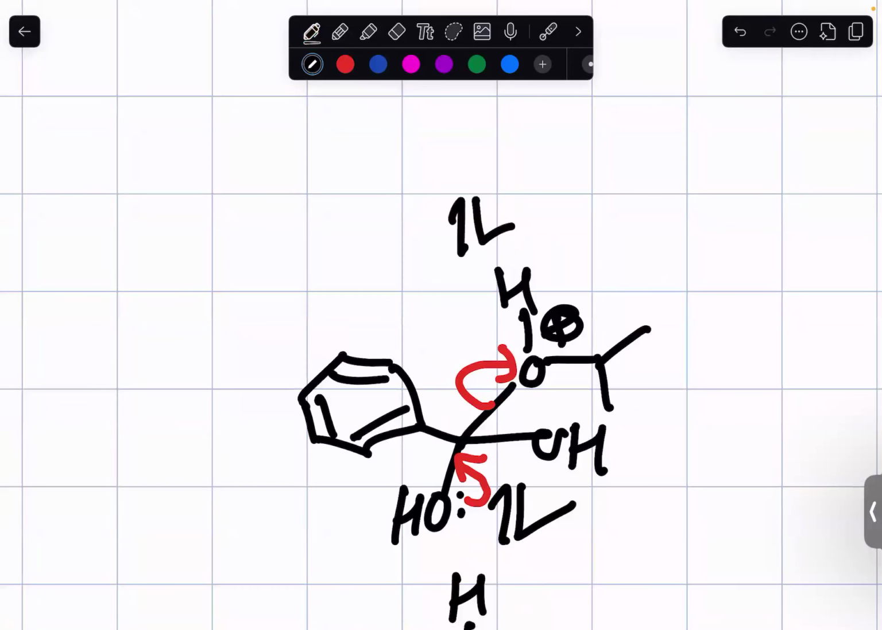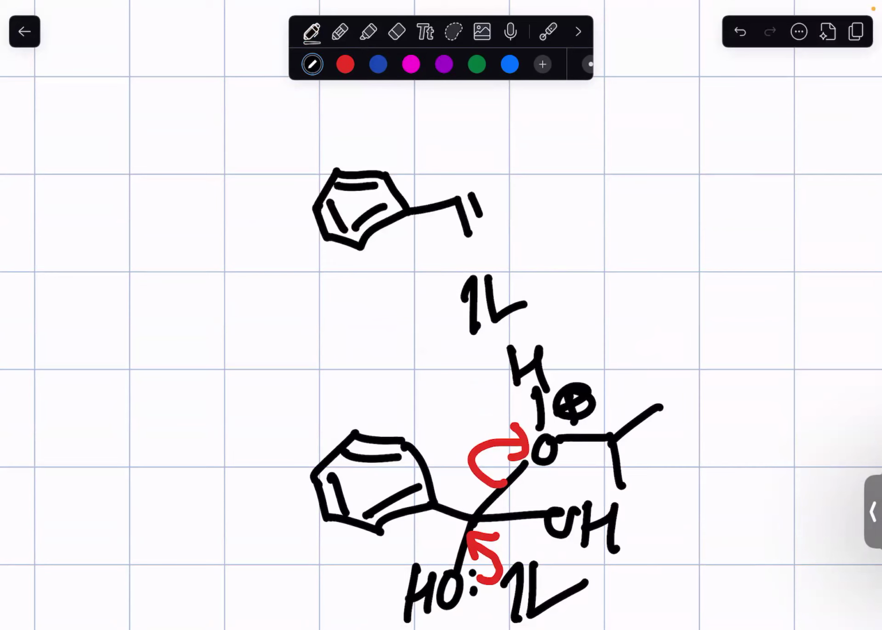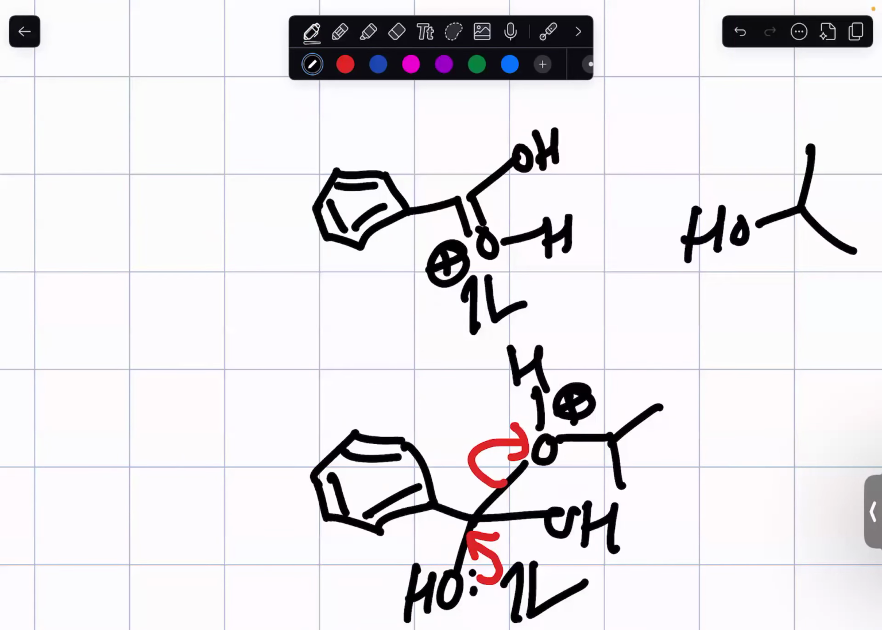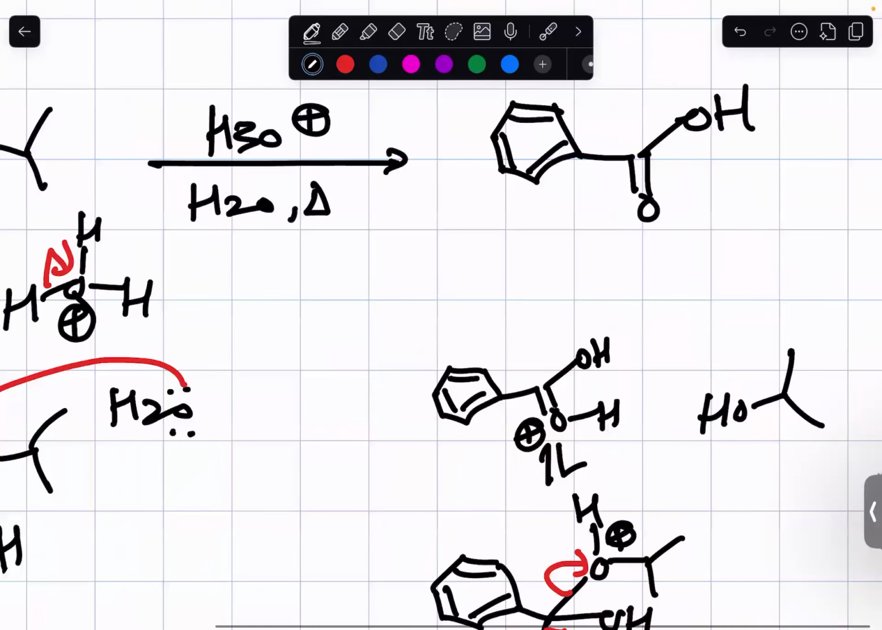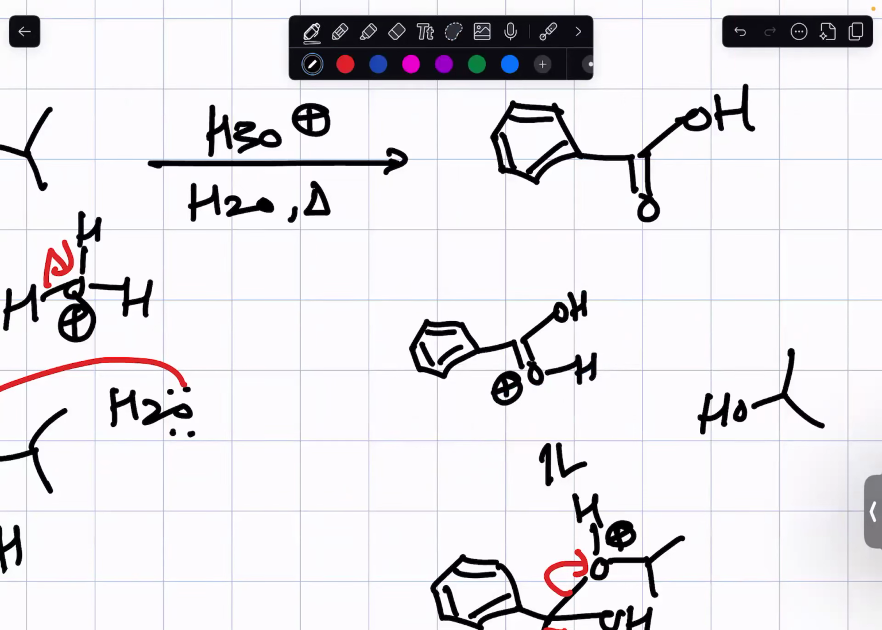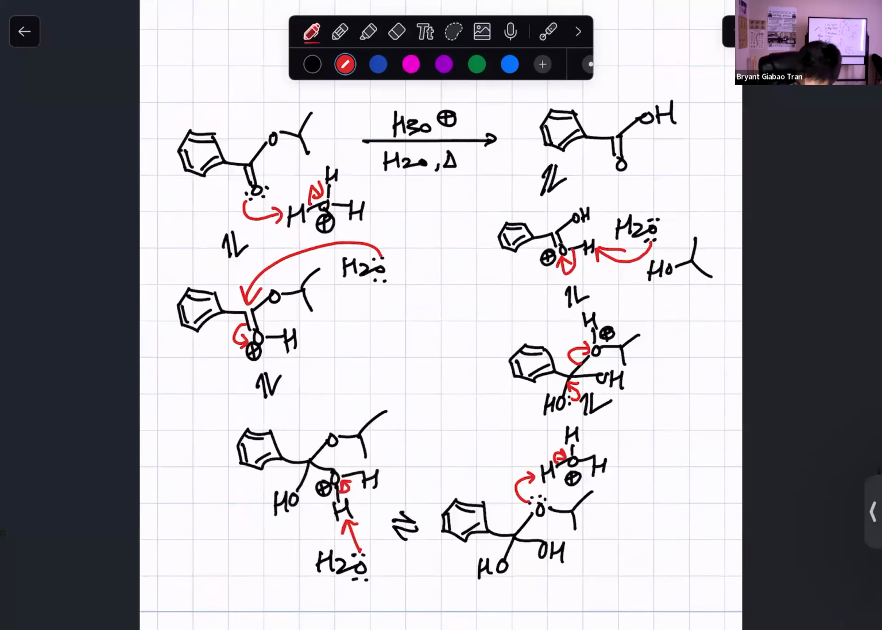Oh, I see. Because our goal here is to get the carboxylic acid, OH, H plus. So that means our side product here is this alcohol that we just kicked out. Right, got it. Now, there's one more step here. You can take the water and grab the hydrogen, and then the bond to it. Right. Yes.